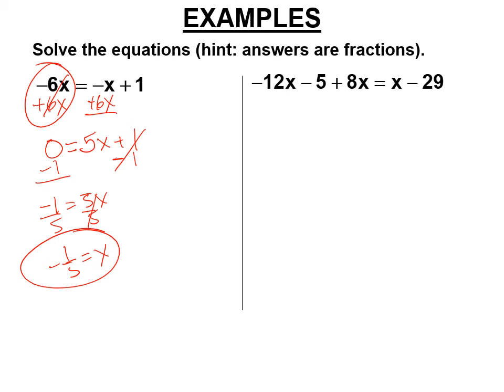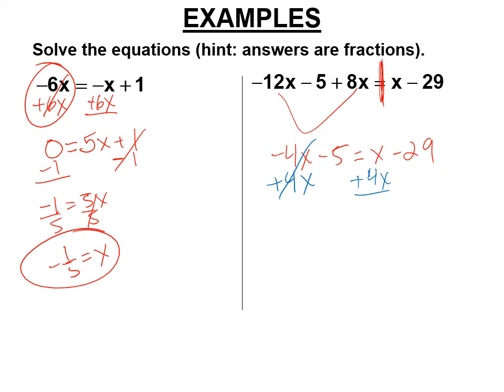Okay. All right, so their x is on the same side. When we see that, we're going to combine our like terms. So that's negative 4x minus 5 equals x minus 29. So we're now going to add 4x because negative 4 is smaller than 1. We're adding 4x, and we get negative 5 equals 5x minus 29. Add 29 to both sides.